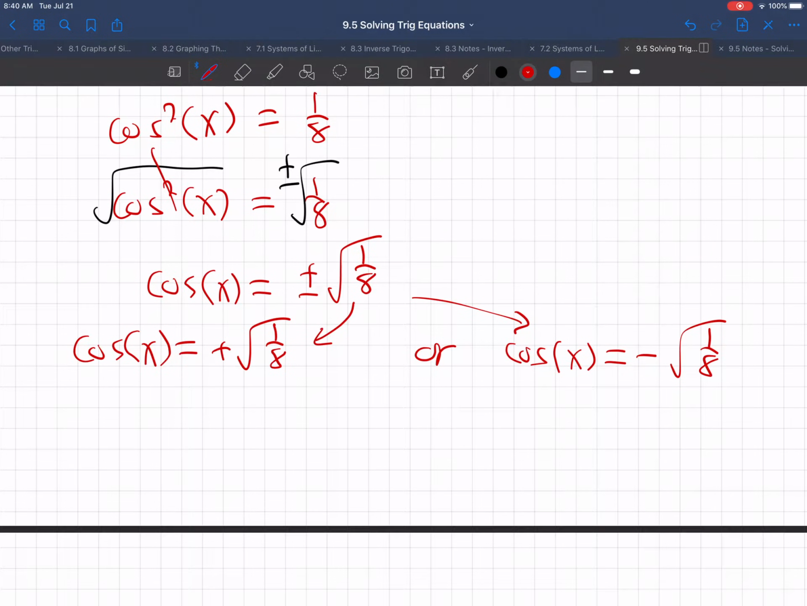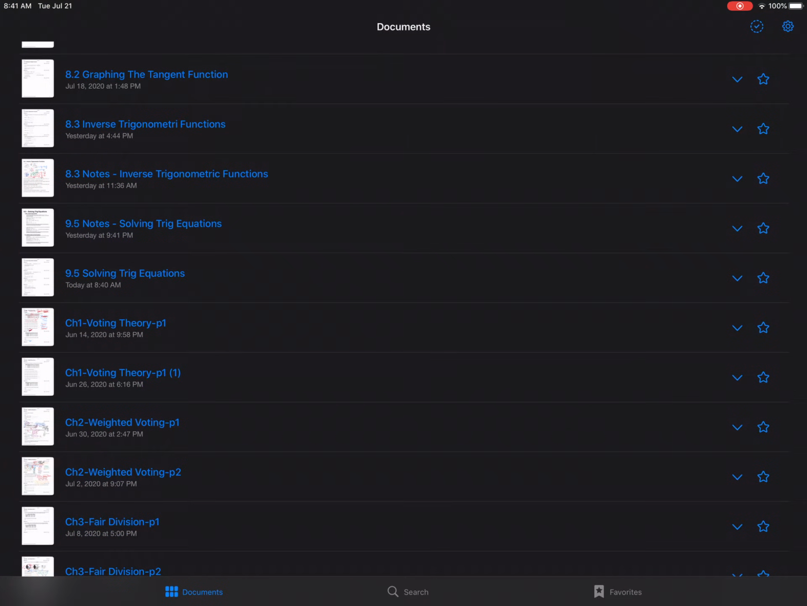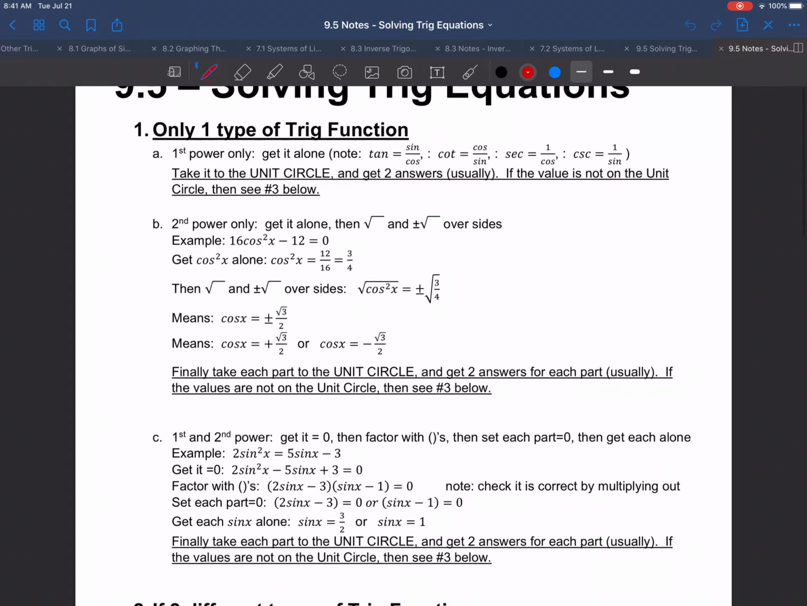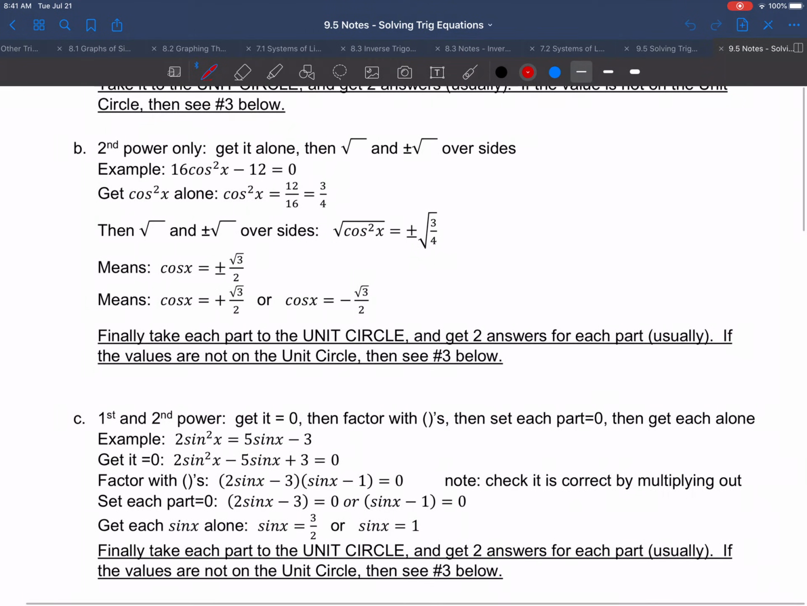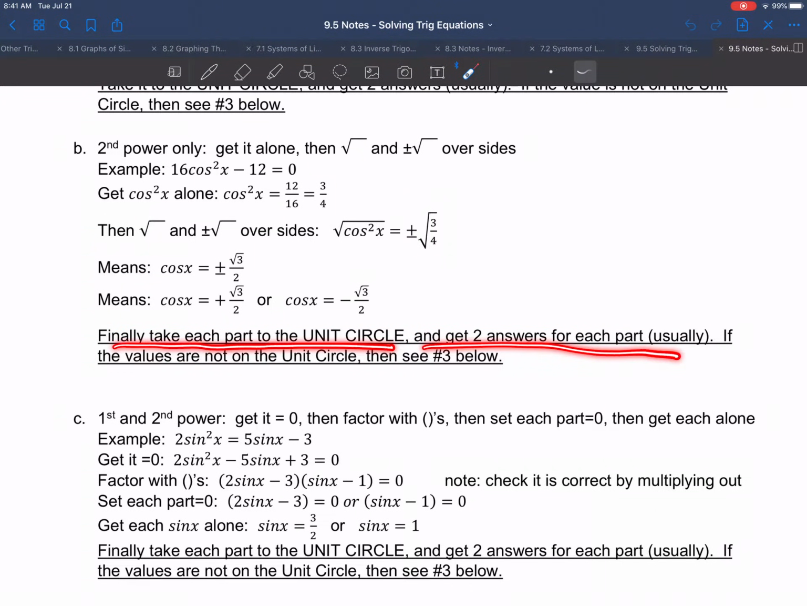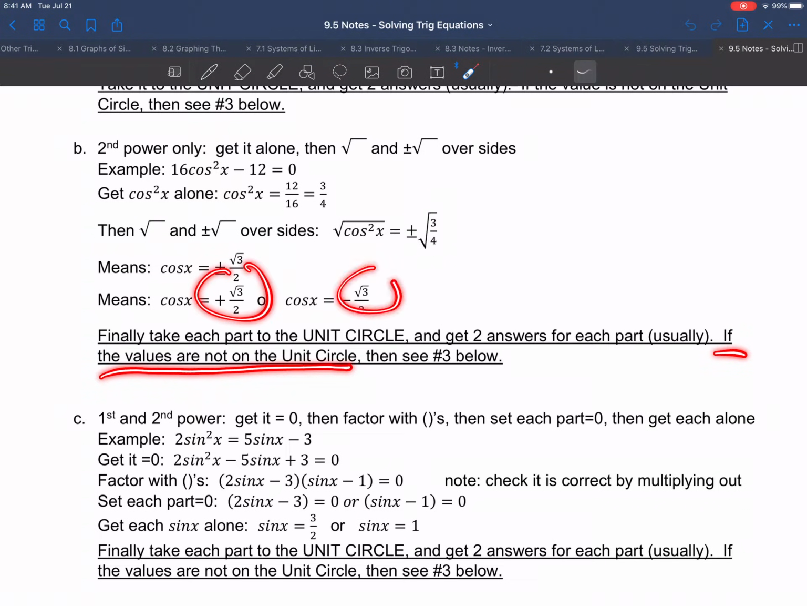Now, for each of these cases, what do we do now? Well, that's not on the unit circle. Is it? Square root of 1/8. That's not one of our values. That's not like square root of 3/2 or a half or something like that. Let's go back to the notes. So what do the notes say? Right here. Okay, so we get the two different things. Finally, take each part to the unit circle and get the two answers. If the values are not in the unit circle, well, see, these values were on the unit circle, but our values are not, then see number 3 below.